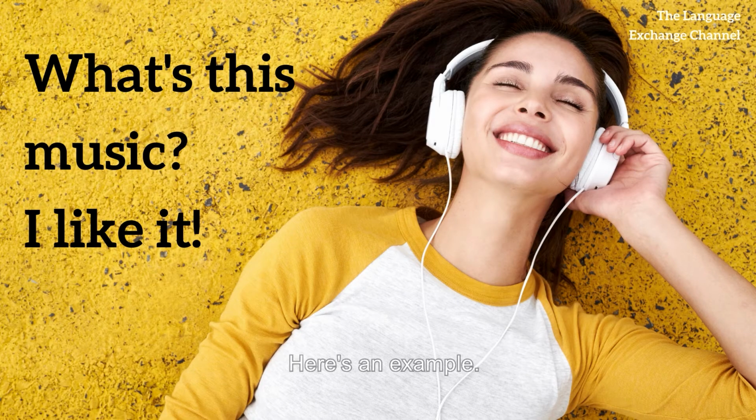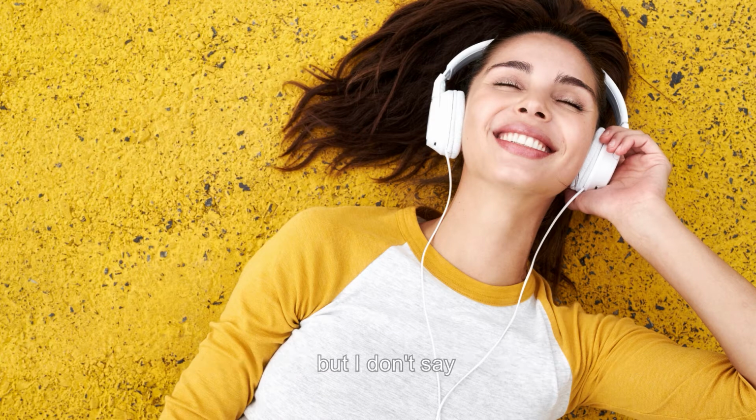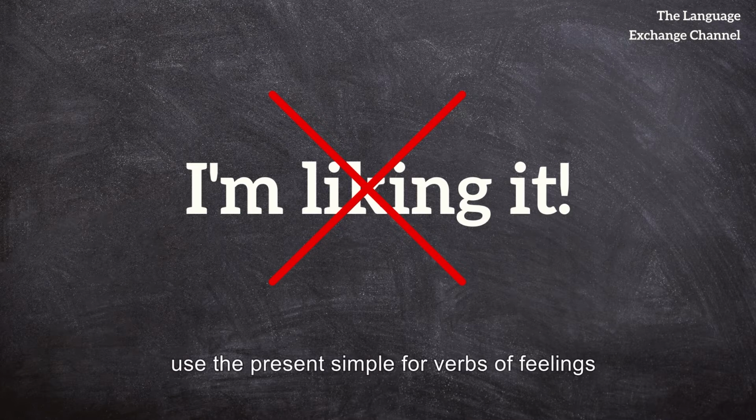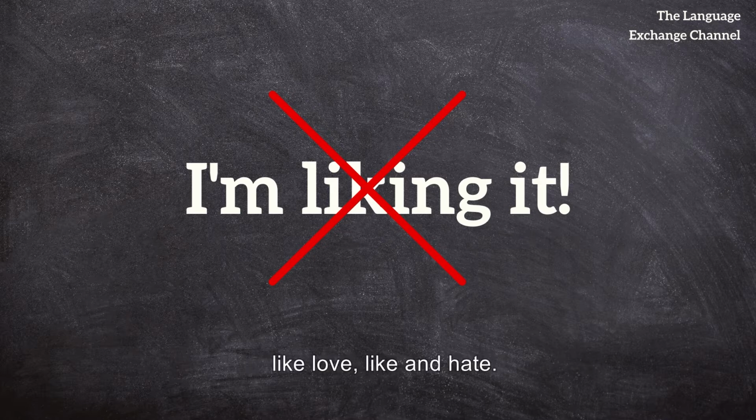Here's an example. What's this music? I like it. In that example, I'm talking about my feelings now, but I don't say I'm liking it. I'm liking would be wrong. The general rule is use the present simple for verbs of feelings, like love, like, and hate.